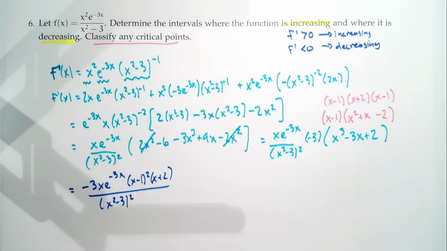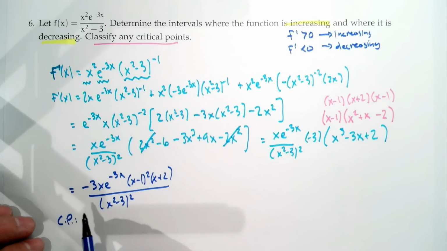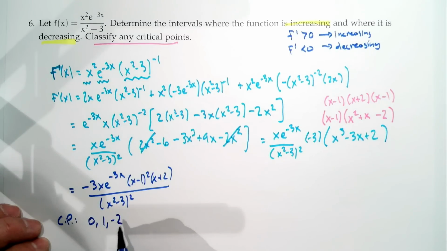Now we come to where the important points are. In particular, the critical points. These are the points where the behavior in terms of increasing, decreasing can change. So we go through and we list them. The good news, e to the negative 3x can never be 0. So that's good. So we get 0, 1, and negative 2. Are there any other critical points?